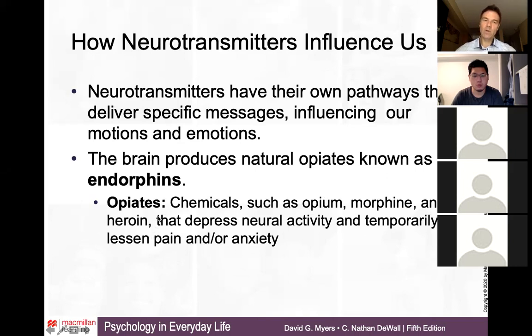So, for example, marijuana is an opiate because it's used to alleviate pain. Advil or Tylenol is also used. It's also a type of opiate that works on nociceptive neurons that register pain.